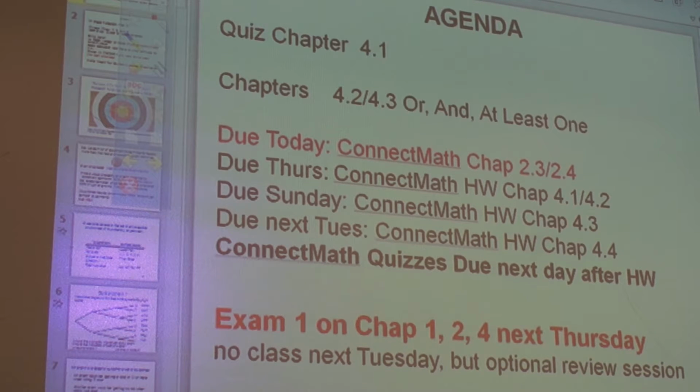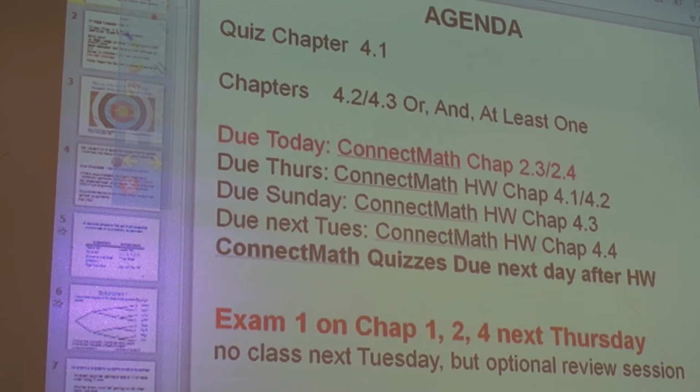Today we have Connect Math, your second one for chapter 2 due. And then on Thursday, you'll have your first Connect Math for chapter 4 due. Sunday, you have one due Sunday, that way they're spaced out a little bit more. So Thursday and the next one Sunday, you have your next chapter 4 homework due. That one's a little bit tougher.